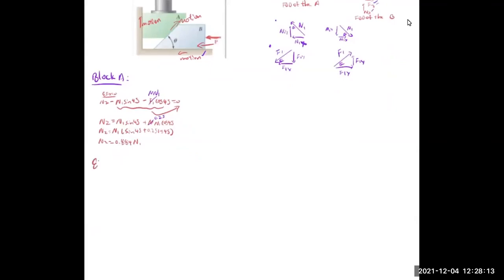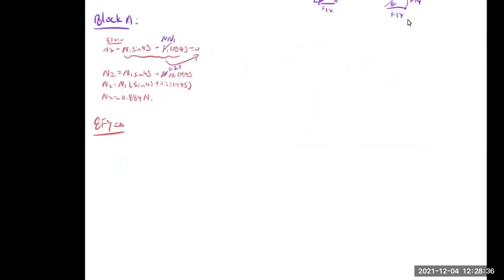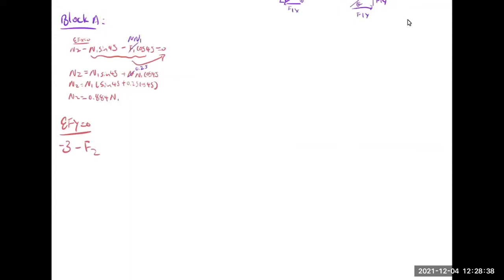Okay, so summation of force in the y direction. In the y direction, we have this 3 kilonewton force going downward. All right, and then we have this F2 that's going downward as well. And then we have the N1y going outward, and then we have the F1y going downward. So let's write it now. So I got -3 minus F2 plus N1 cosine of 45 minus F1 sine of 45 equals 0.